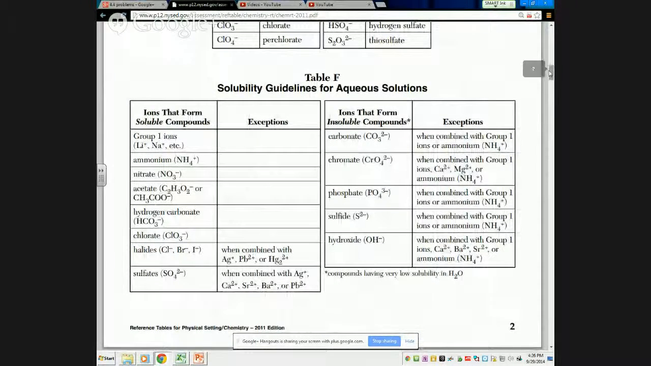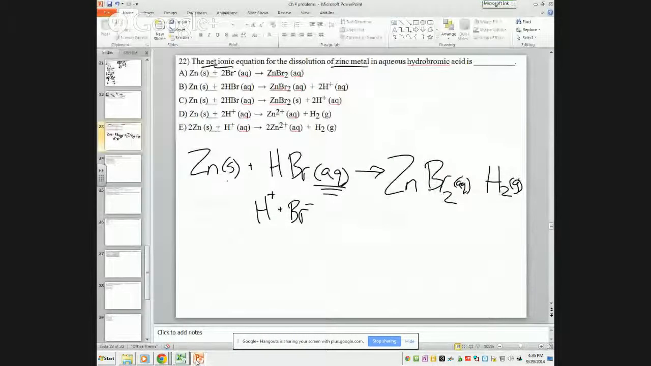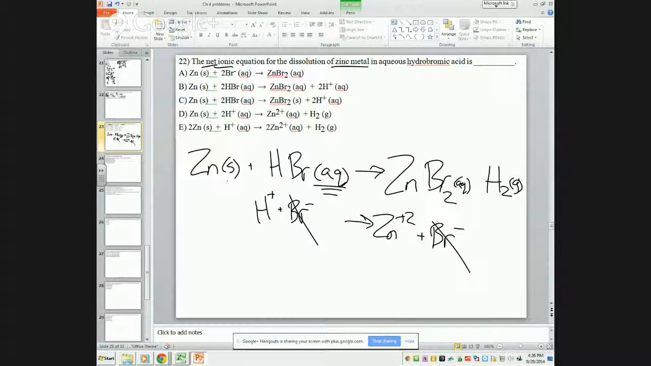All right, so I find bromine, always soluble, except zinc's not an exception. So zinc bromide is soluble. So it's going to end up as Zn plus 2 and Br minus. Not balancing things, not concerned about it at the moment. Bromide and bromide start and end, so that's gone. And we start with H plus and it ends up as H2.